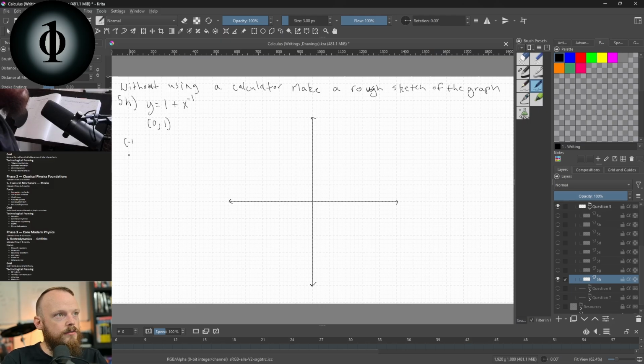All right, when x is negative 1, negative 2, negative 3, negative 4. So when it's negative 1, what's negative 1 raised to the negative 1? I want to rewrite this really quick so I can see it better. 1 plus 1 over x. It's just 1 over x. Okay, that's a better way so I can visualize the relationship.